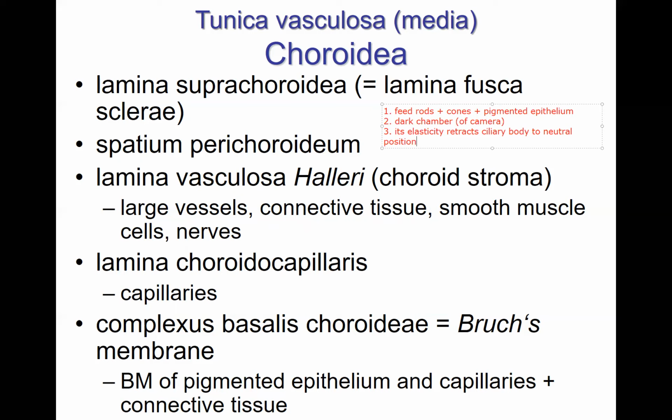Okay. So do you have questions about this? As you can see, these functions are totally different, and sometimes students are lost. They just think the choroid is just a layer of vessels. It is. It feeds the rods and cones. And it also contains melanocytes, so it's a dark chamber. And it contains connective tissue, so it has got an elasticity. And it retracts the ciliary body after it relaxes. After the ciliary muscle relaxes, the choroid retracts it back to its final position, which is usually drawn in figures.